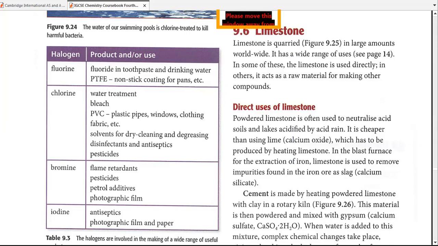So antiseptics and photographic film. Good. Shazib, what is an antiseptic? Rafe, please write in chat. What is detergent? Kabir, please write in chat. What is dry cleaning? Okay.